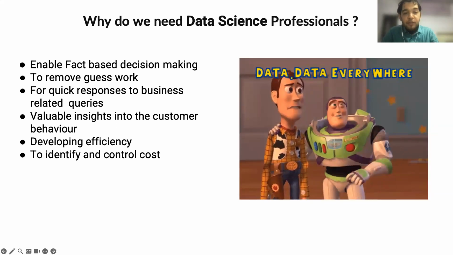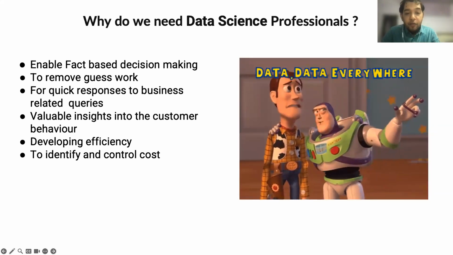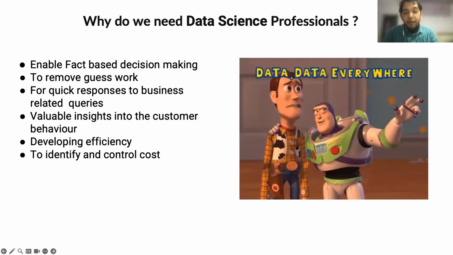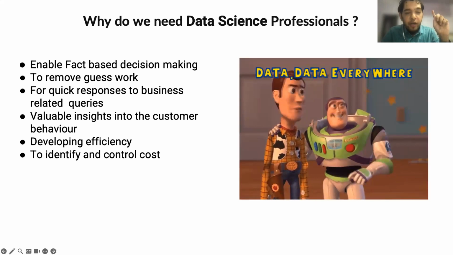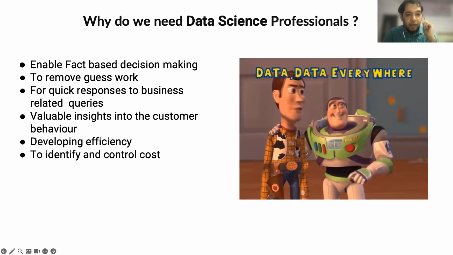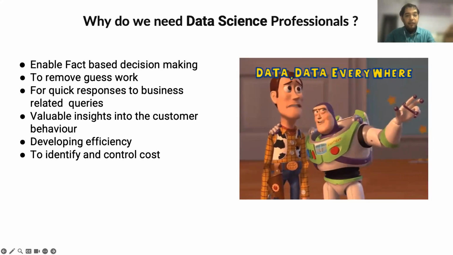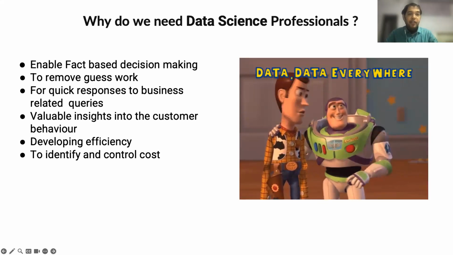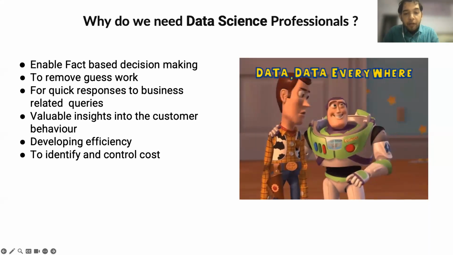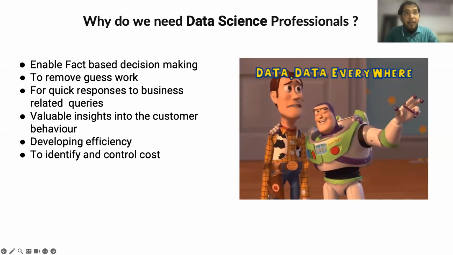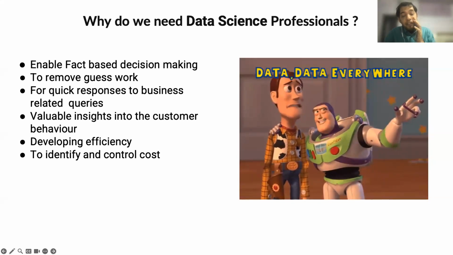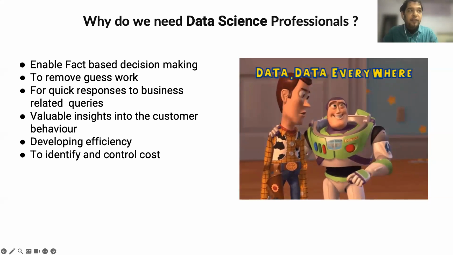And if you remove the guesswork, what will happen to the correctness of the decision? Will it be more correct or less correct? If you are having fact-based decision making, what will it lead to? Correct decisions or incorrect decisions? It will lead to more correct decisions. And if you have more correct decisions, you will outperform your competitors. Right? So that is the main reason why we have a data scientist: to remove all of this guesswork.